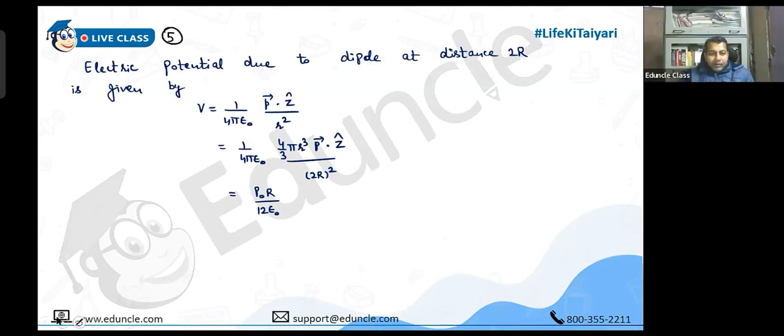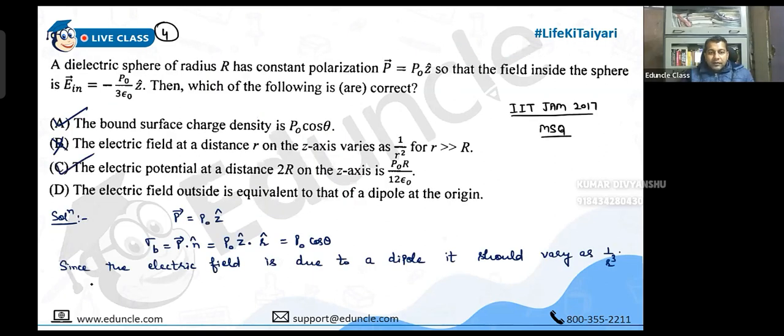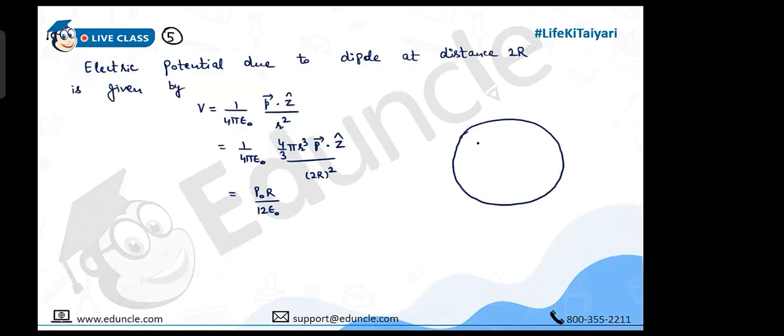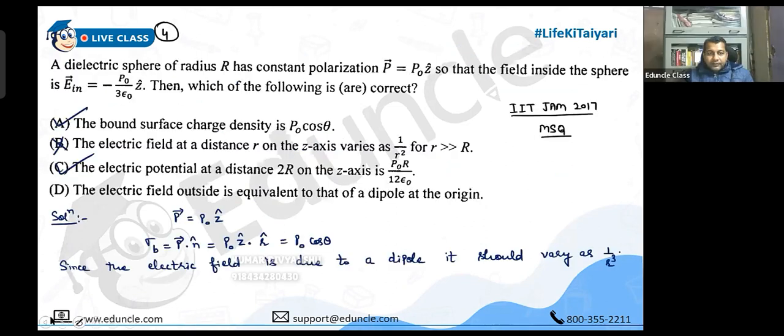P naught r, 12 epsilon naught. The same is given: electric field outside is equivalent to that of a dipole at the origin. What about this? Now again, if we try to make the diagram, a dipole is forming. Then what will happen? Cos theta will be there. Yes, cos theta.